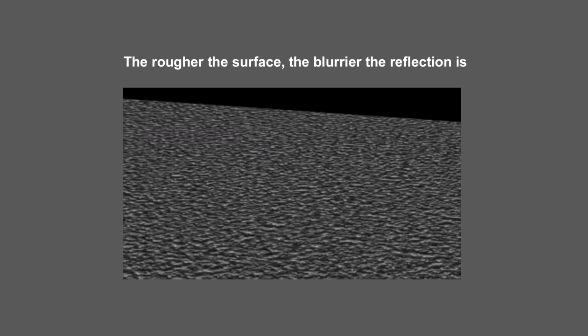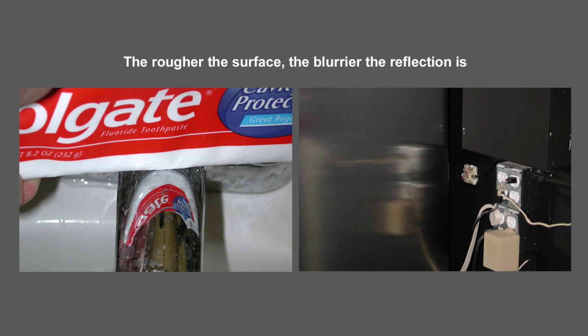Then we need to speak about the roughness of the surface, because the rougher a surface is, the blurrier the reflection is. You can see here on the left is chrome, which is very, very smooth, and so you have almost a perfect reflection of whatever is above it. And then on the right, here is the surface of a brushed metal fridge, and you can see that the reflection is quite blurry.